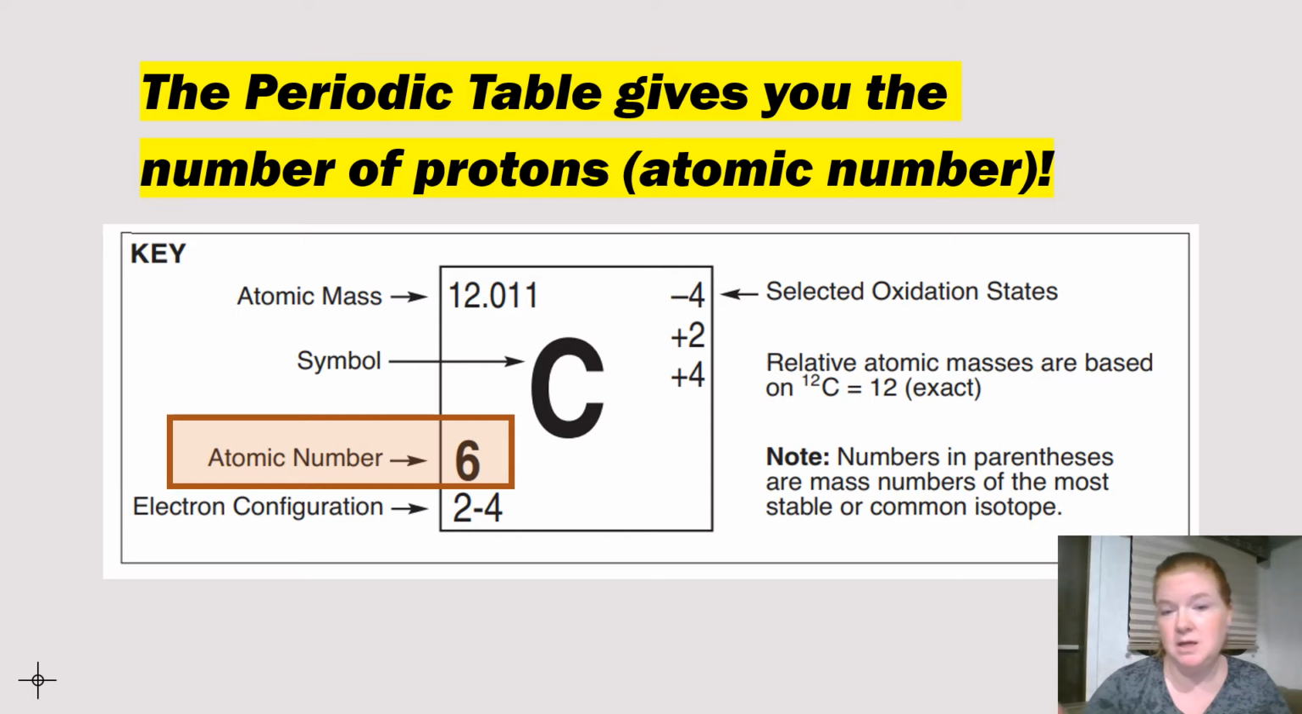So this is based on our reference table. You can see I have highlighted the section where it says atomic number. You find this key right at the top of your periodic table, so you don't have to remember it. So that means the atomic number of carbon is 6. So carbon has 6 protons in its nucleus.